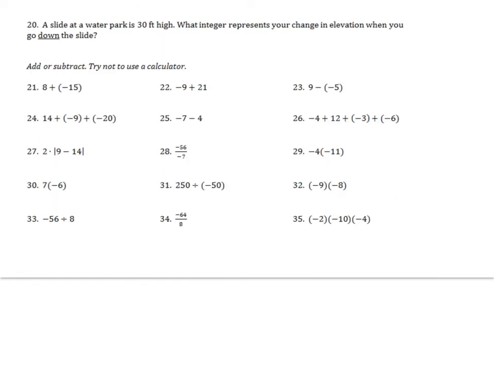A slide at a water park is 30 feet high. So you have a slide, and it's 30 feet. So if you're on top, what integer, so a positive or negative number, represents your change when you go down the slide? You're going to go down, so you're going to go down 30. That's the integer.